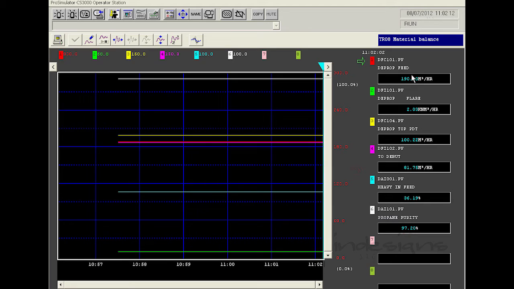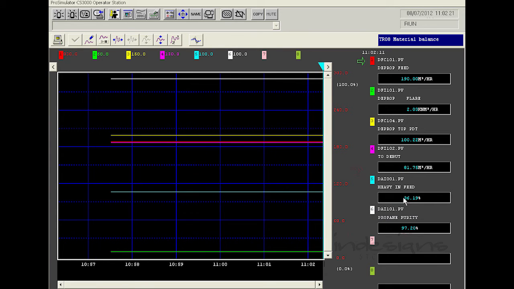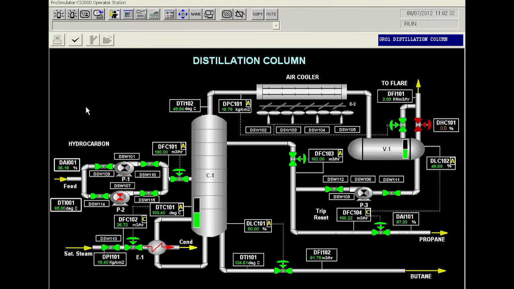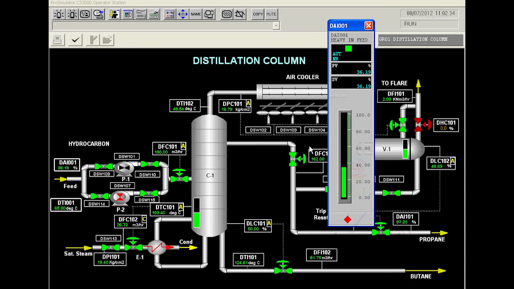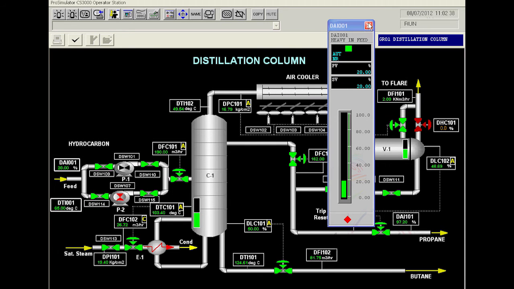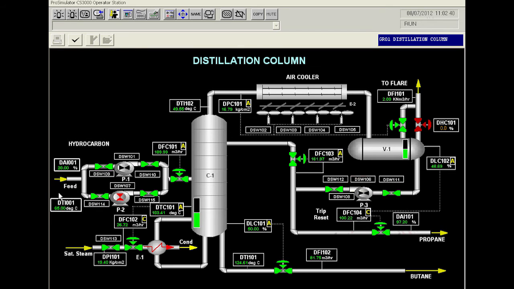Here, we have feed flow, vapor flow, distillate product, bottom product, feed composition, and purity of the top propane trended over the period of time. Right now, everything is steady. So, let us go back and change the feed quality to 20% heavy. So, the feed has become light.